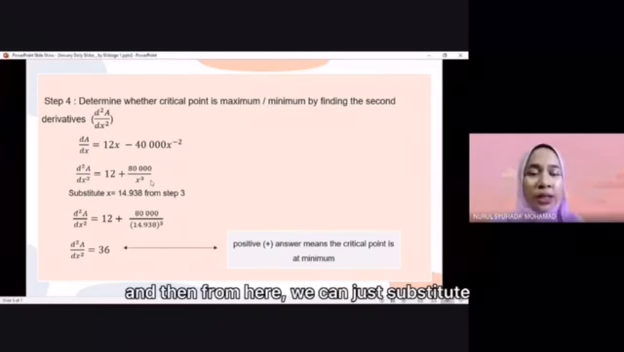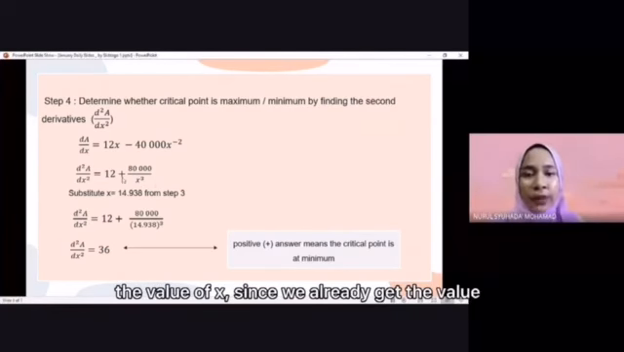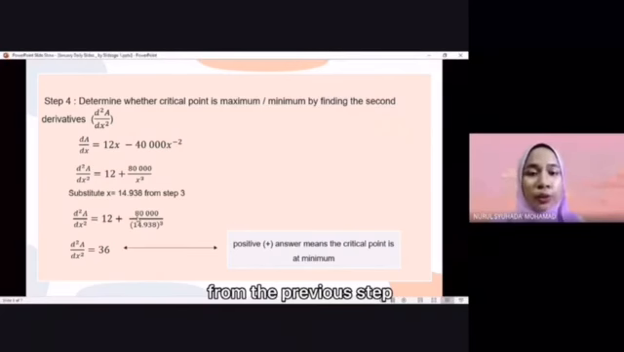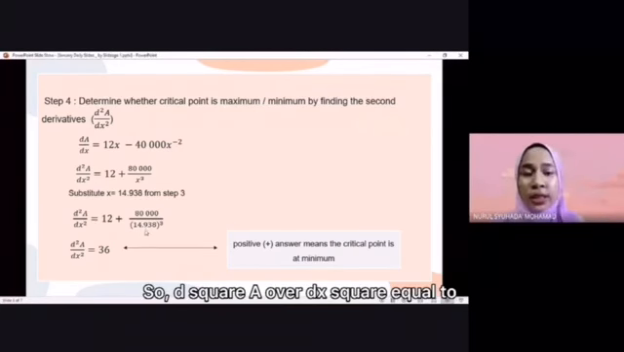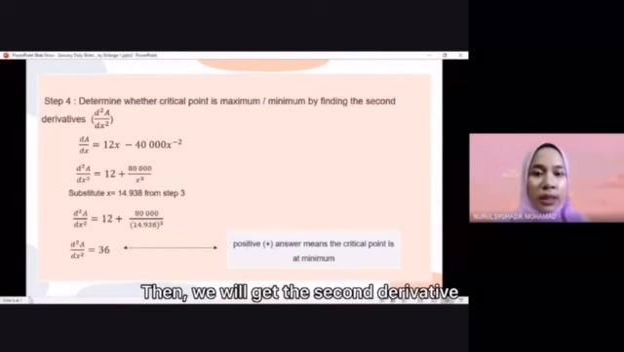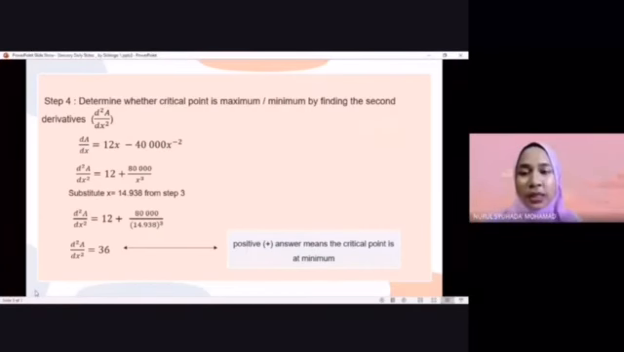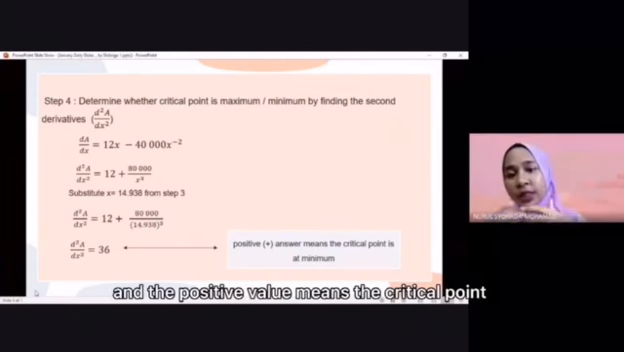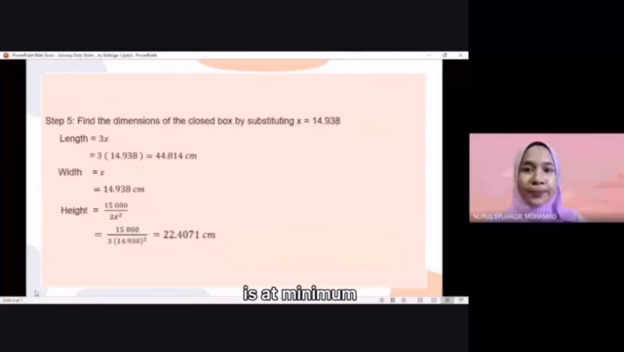And then from here, we can just substitute the value of x, since we already get the value from the previous step. So d squared A over dx squared equal to 12 plus 80,000 over 14.938 cubed. Then we will get the second derivative is 36. So 36 here means the value is positive, and the positive value means the critical point is at minimum.